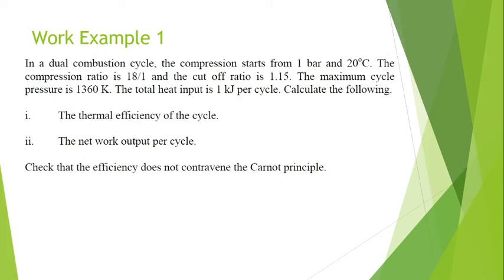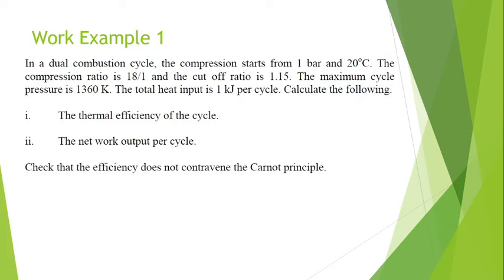Good day, everyone. In this video, we're going to discuss how to solve a problem in the dual cycle. Here's a problem example. In a dual combustion cycle, the compression starts from 1 bar and 20 degrees Celsius. The compression ratio is 18 and the cutoff ratio is 1.15.